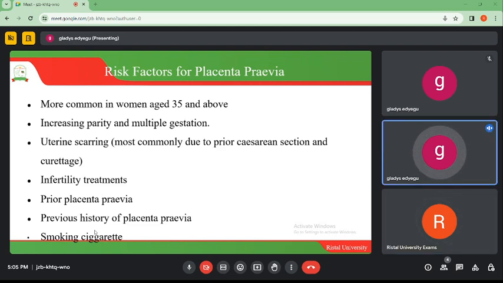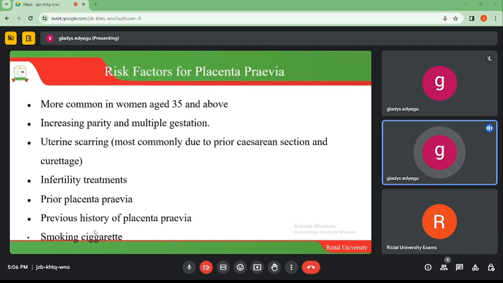In case the mother has delivered very many babies and the upper segment is occupied, this placenta will try to look for where to embed and may end up at the lower segment of the uterus, and the mother can easily end up with placenta previa. So increasing parity and multiple gestations can also be a risk factor for placenta previa.